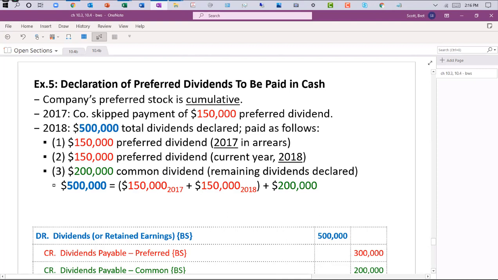Here's the example that I would recommend you focus on. The company pays out, let's just say, $150,000 every year to these preferred shareholders based on their percentage or whatever this preferred stock certificate is. So 2015, preferred shareholders got paid $150,000. 2016, preferred shareholders got paid $150,000. 2017, the company said, let's halt on paying any dividends for 2017.